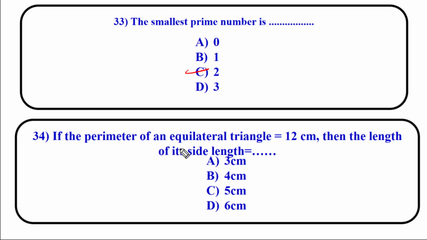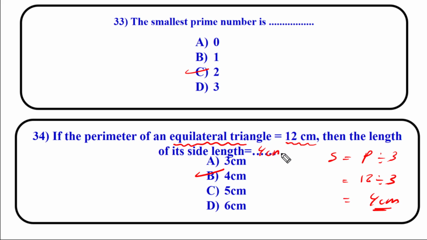34, if the perimeter of an equilateral triangle is 12 centimeters, then the length of its side equals what? To find its side length, we will divide its perimeter by 3. Why? Because in the equilateral triangle, all sides are the same, guys. So we will divide 12 by 3, equals what, guys? Equals 4 centimeters. So its side length equals 4 centimeters. The correct answer is B.